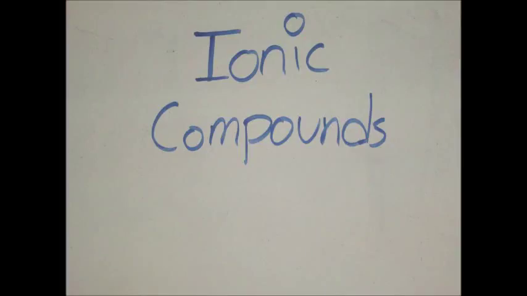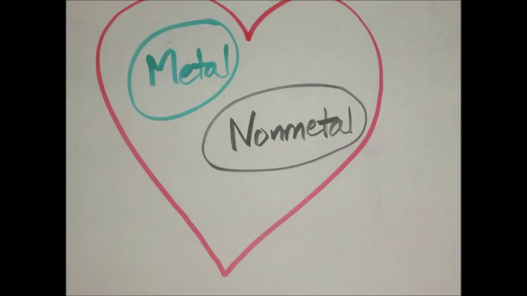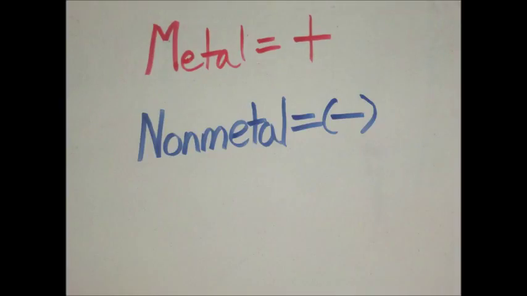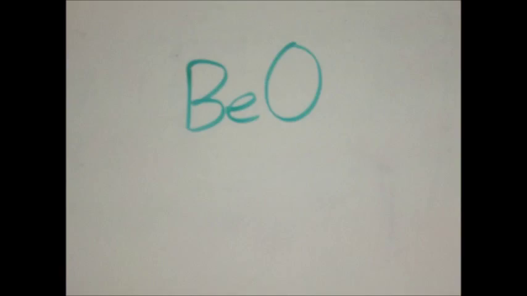Ionic compounds are compounds made out of a metal and a nonmetal atom attracted to the oppositely charged ion. In ionic compounds, metal atoms are positively charged, while nonmetals are negatively charged. The charge of an atom depends on the amount of electrons donated, or received, by the atom. If the atom receives electrons, the charge is negative, while if the atom gives electrons, it has a positive charge. So in a compound like BeO, beryllium is positively charged while oxygen is negatively charged.